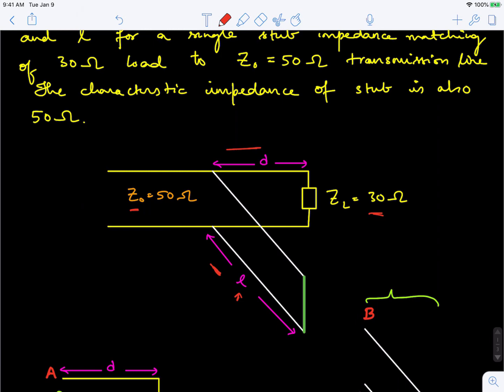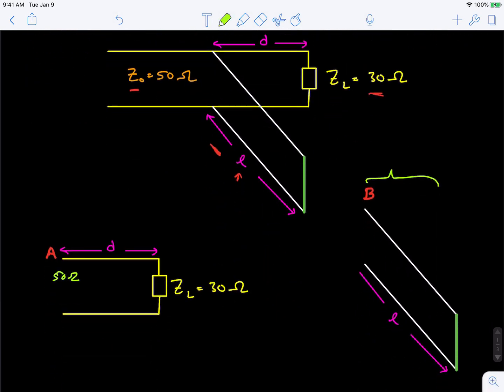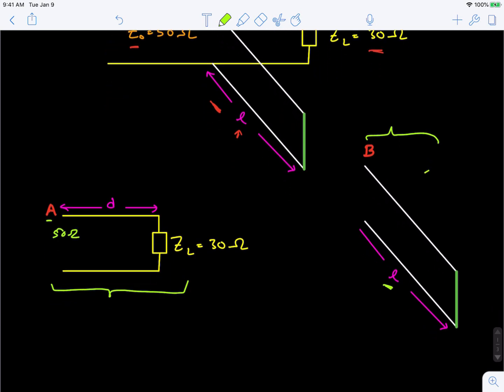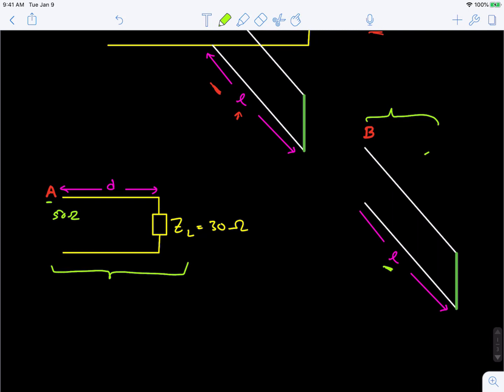So this problem can be written in two parts. I have divided the problem into two parts. One is the transmission line added to the load. Let's call this A. We also have another section which is B, which is basically a short and a transmission line of length L added to the main transmission line in parallel. Let's call this B. Just for simplicity, this is how we are going to attack the problem.